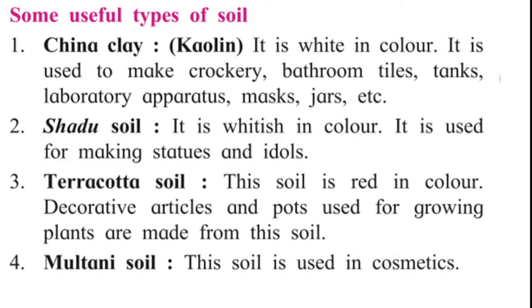Some useful types of soil. China clay, it is also called Kaolin. It is white in color. It is used to make crockery, bathroom tiles, tanks, laboratory equipments, masks, jars, etc. Sadhu soil, it is also whitish in color. It is used for making statues and idols. Terracotta soil, this soil is red in color. Decorative articles and pots used for growing plants are made from this soil. Multani soil, this soil is used in cosmetics.